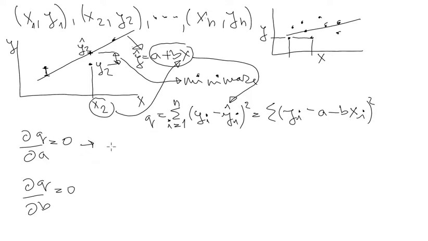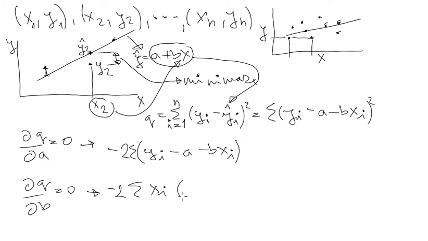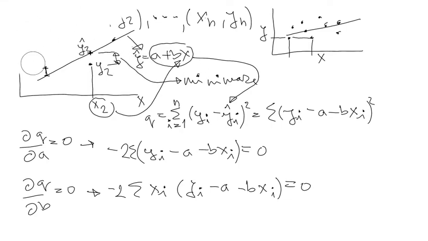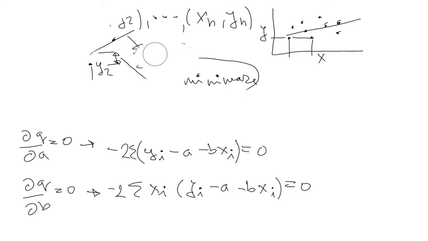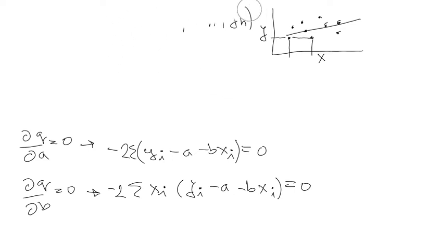So what do we get when we do it here? We get minus 2 times the sum of (yi minus a minus b xi). And here we get minus 2 times the sum of xi times (yi minus a minus b xi). And as said before, these two have to be equal to 0. So let's now clean up a little bit. Let's erase everything here that we don't need anymore, so we can continue our derivations and move everything up.